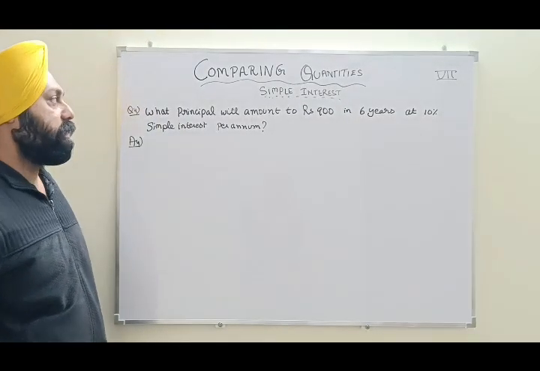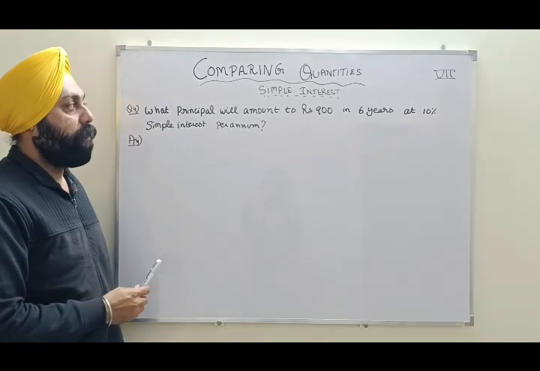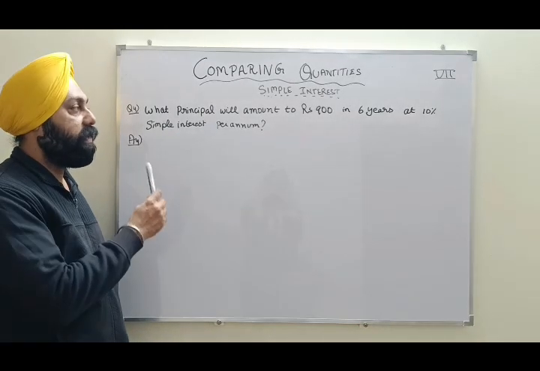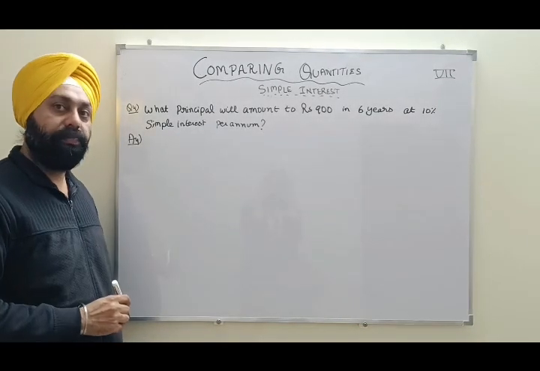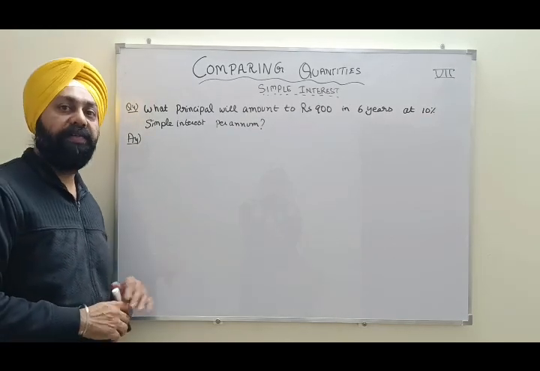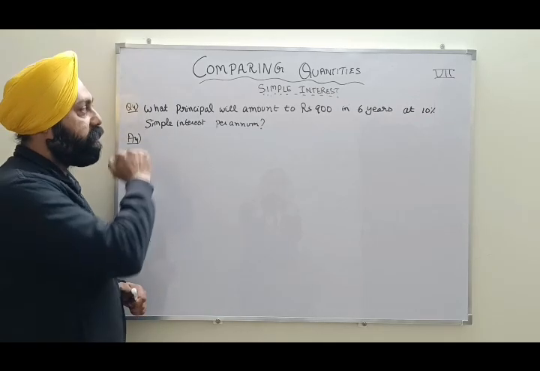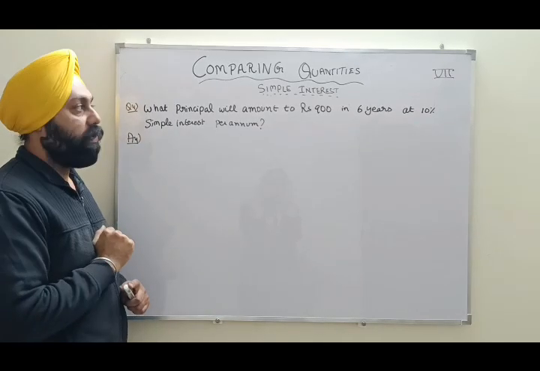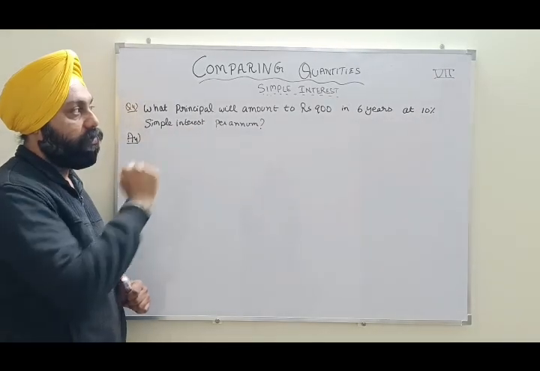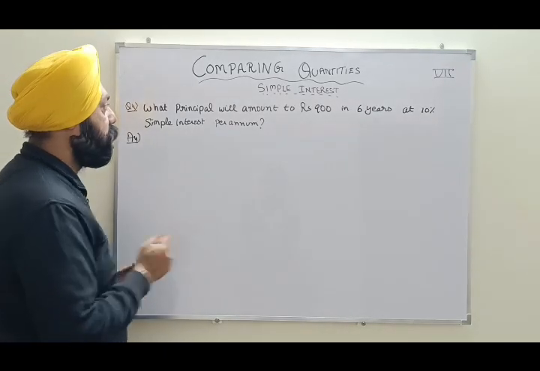Another interesting question is question 4, which says: what principal will amount to rupees 900 in 6 years at 10% simple interest per annum? In the earlier questions, principal, rate of interest and time were given and we had to find simple interest or amount. But in this question, principal is missing. We are given amount, time and rate of interest. So let's see how it is done.